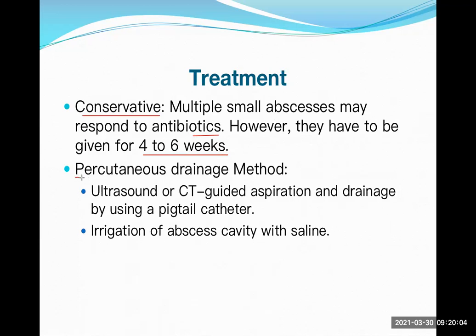Now, second is drainage. This drainage can be done by ultrasound or CT-guided aspiration and drainage. We use a pigtail catheter for the drainage. Pigtail catheter means a catheter with a special shape. It is a curved one, that's why the name is given. And after that, we irrigate the abscess cavity with a lot of normal saline. So basically, antibiotic and drainage.